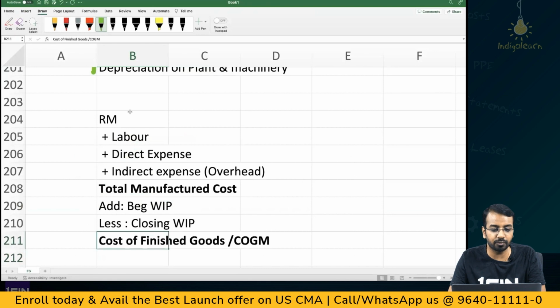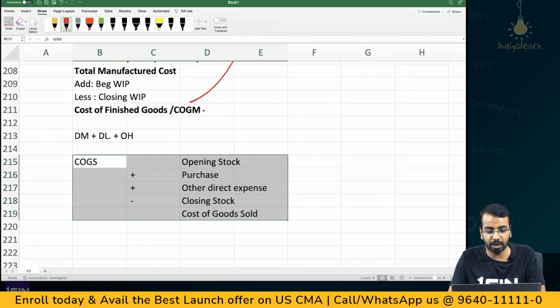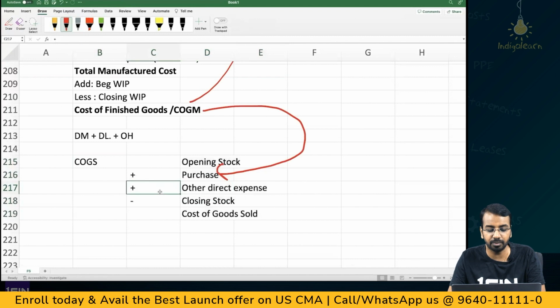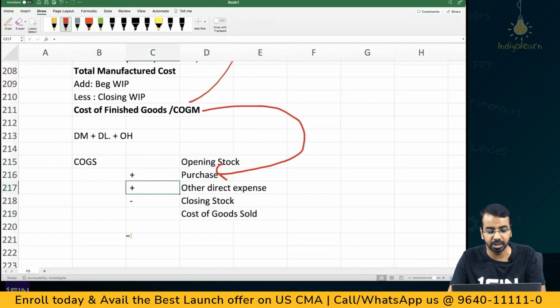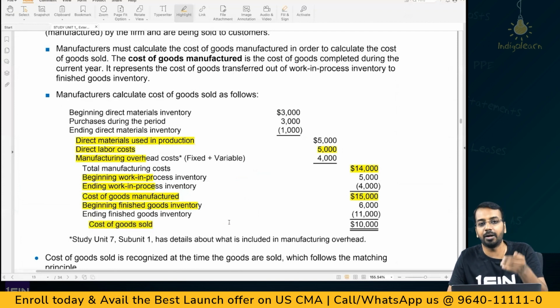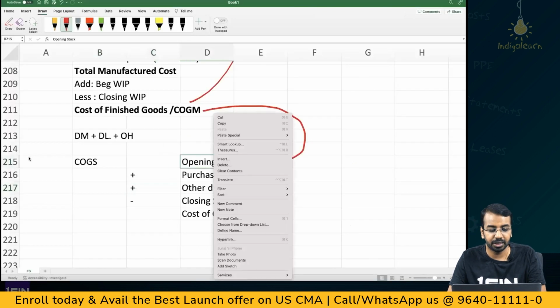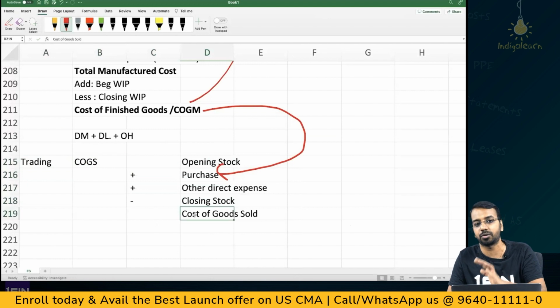Then this cost of goods manufactured, or cost of finished goods, I'll plot it here. Instead of purchases, I will use cost of goods manufactured plus opening stock of finished goods less closing stock of finished goods. I get cost of goods sold. So if it's a trading entity, it is simple. Opening stock plus purchases minus closing stock gives me cost of goods sold.